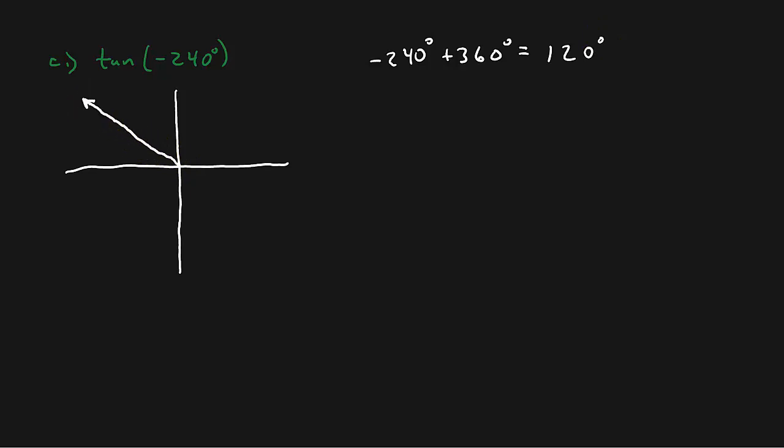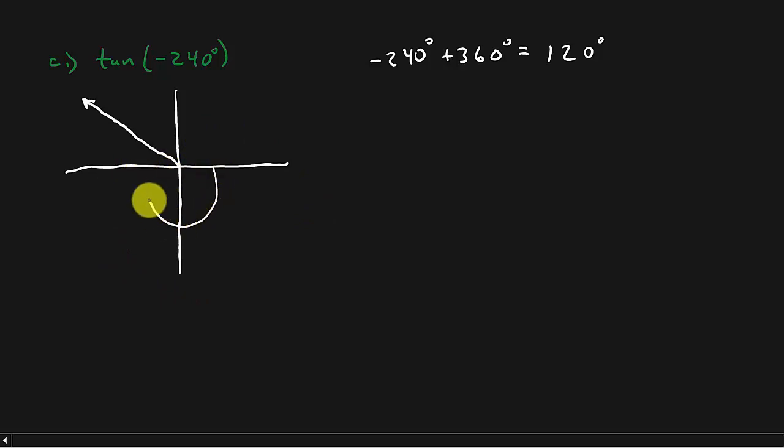Okay, so yes, we're doing negative 240, which would come this way. That would be negative 240. But we know this is 120, because we did 360. See, if you draw this back, this is negative 240. So if we do 360 plus 240, we're left with this 120 here. And so what's important here is to get this angle here.